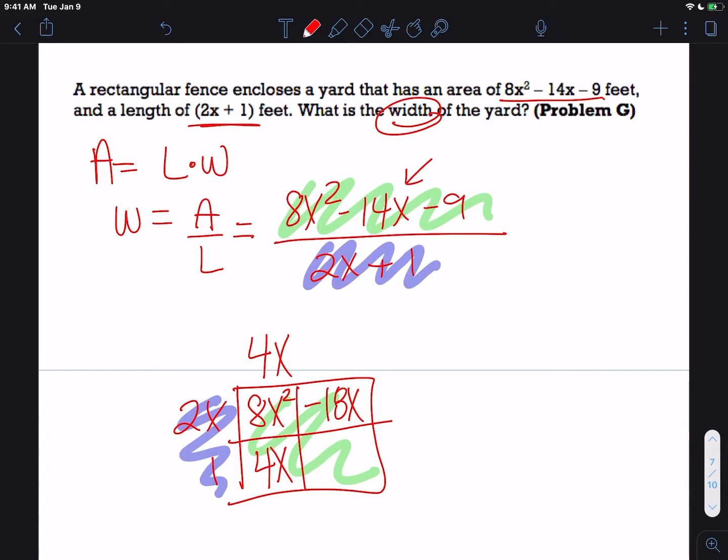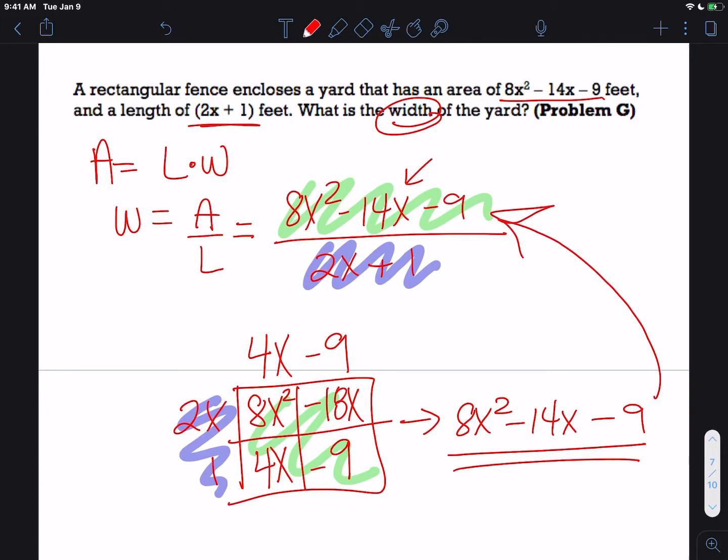Negative 18x, 2x times what equals negative 18x? I ask myself, negative 9. Negative 9 times positive 1 is negative 9. I'm going to combine like terms inside again to verify. And it looks like that matches exactly.